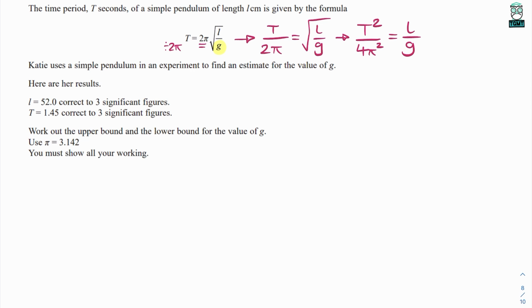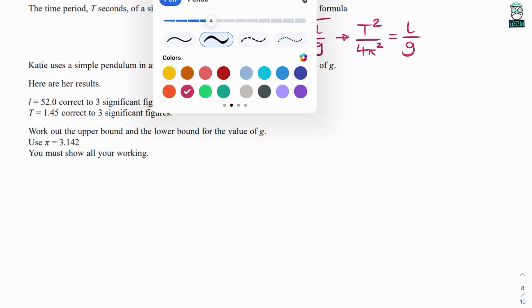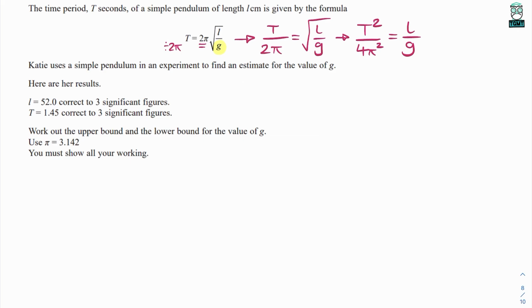Rearranging from here, again, still isn't particularly nice. We'd almost want to cross multiply these because the G is on the bottom. If the G was on the top, it would be nice. We'd just move the L and we'd be done. But the G's on the bottom. So we want to cross multiply.